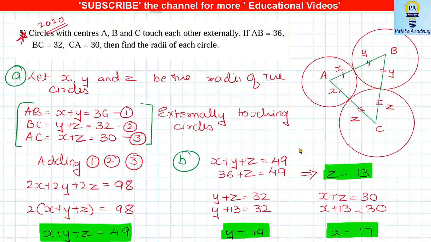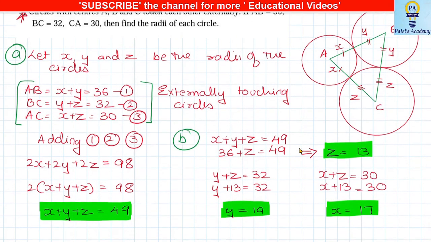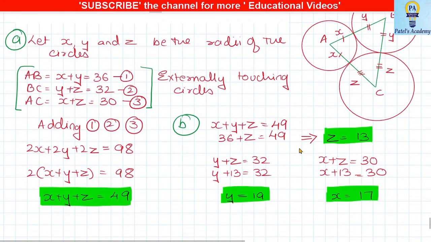Why? The property is externally touching circles, because when the circles touch each other externally, the distance between their centers is equal to the sum of the radii. That property we are using. So I have equations 1, 2 and 3. Now, we have 3 unknowns and 3 equations, meaning 3 equations having 3 variables, right? We have done 2 equations and 2 variables. This is 3 equations and 3 variables.